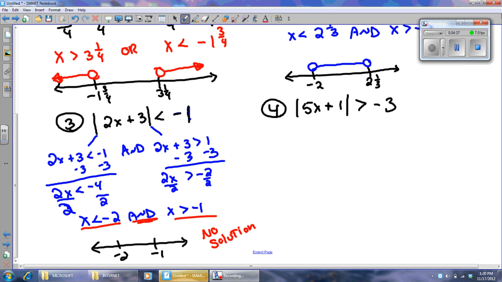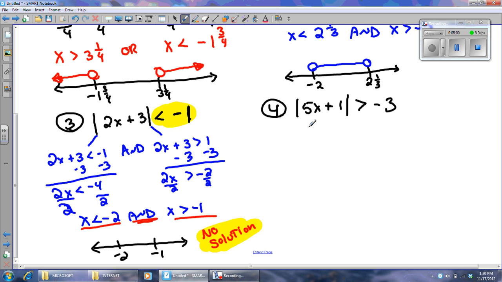So I actually knew that right from here. I know that distances have to be positive, and I got a distance less than a negative value. I know that that's not possible. So this has no solution. I could have said no solution right from the get-go.